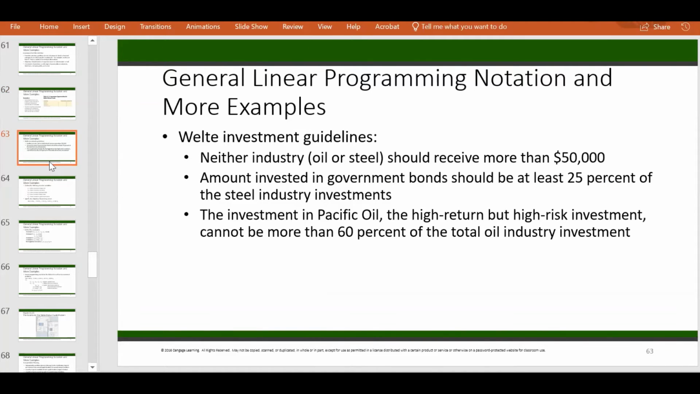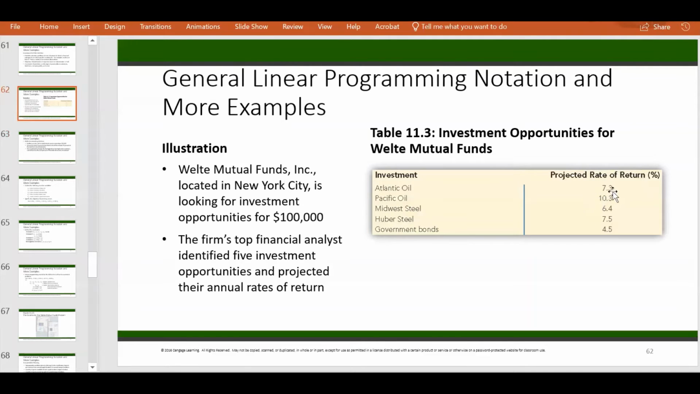And then we have some diversification constraints in this case. On top of the budget limit that we had, we now know that you cannot put more than 50,000, half of your money, on any industry. And you have two industries here, oil and steel. So the collective amount that you're investing in Atlantic Oil and Pacific Oil should not be more than 50,000, half of your money.